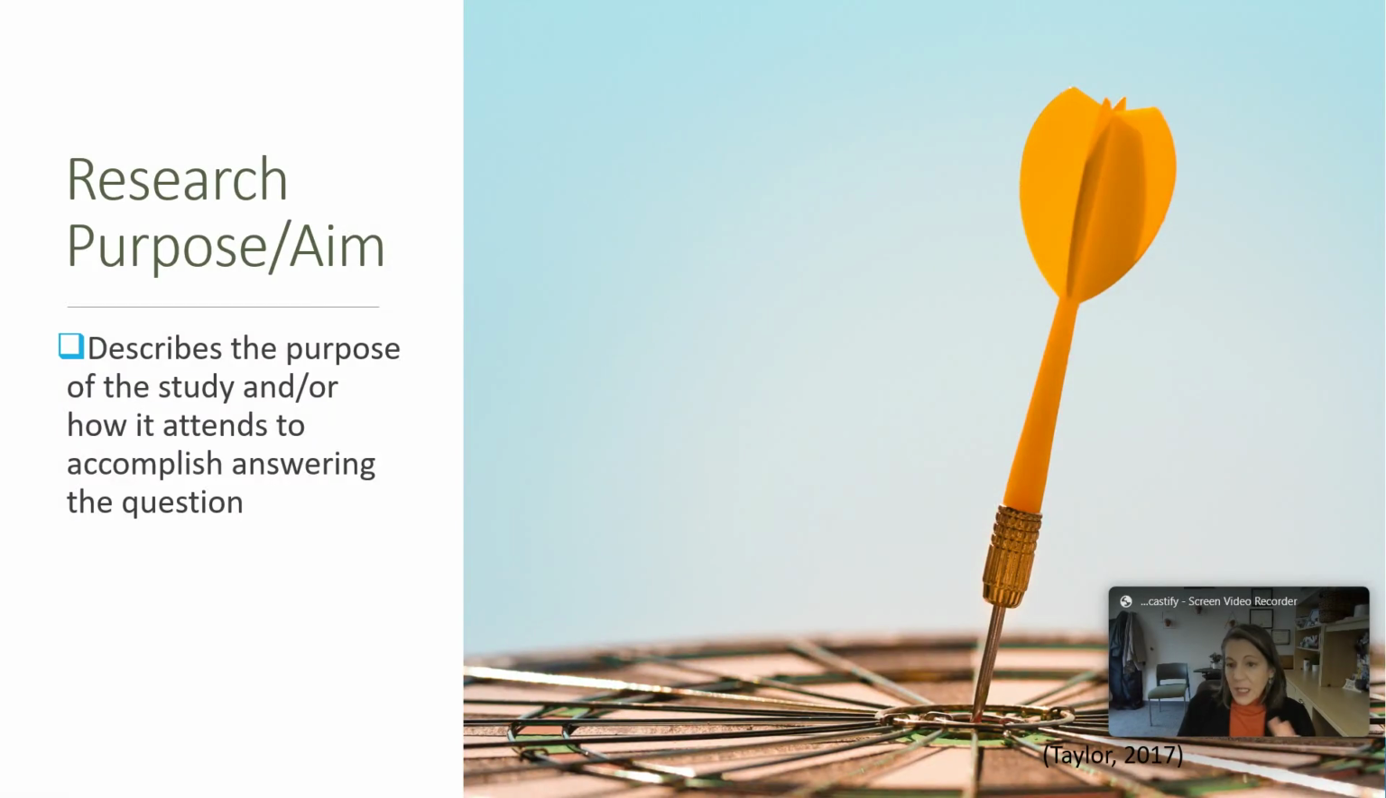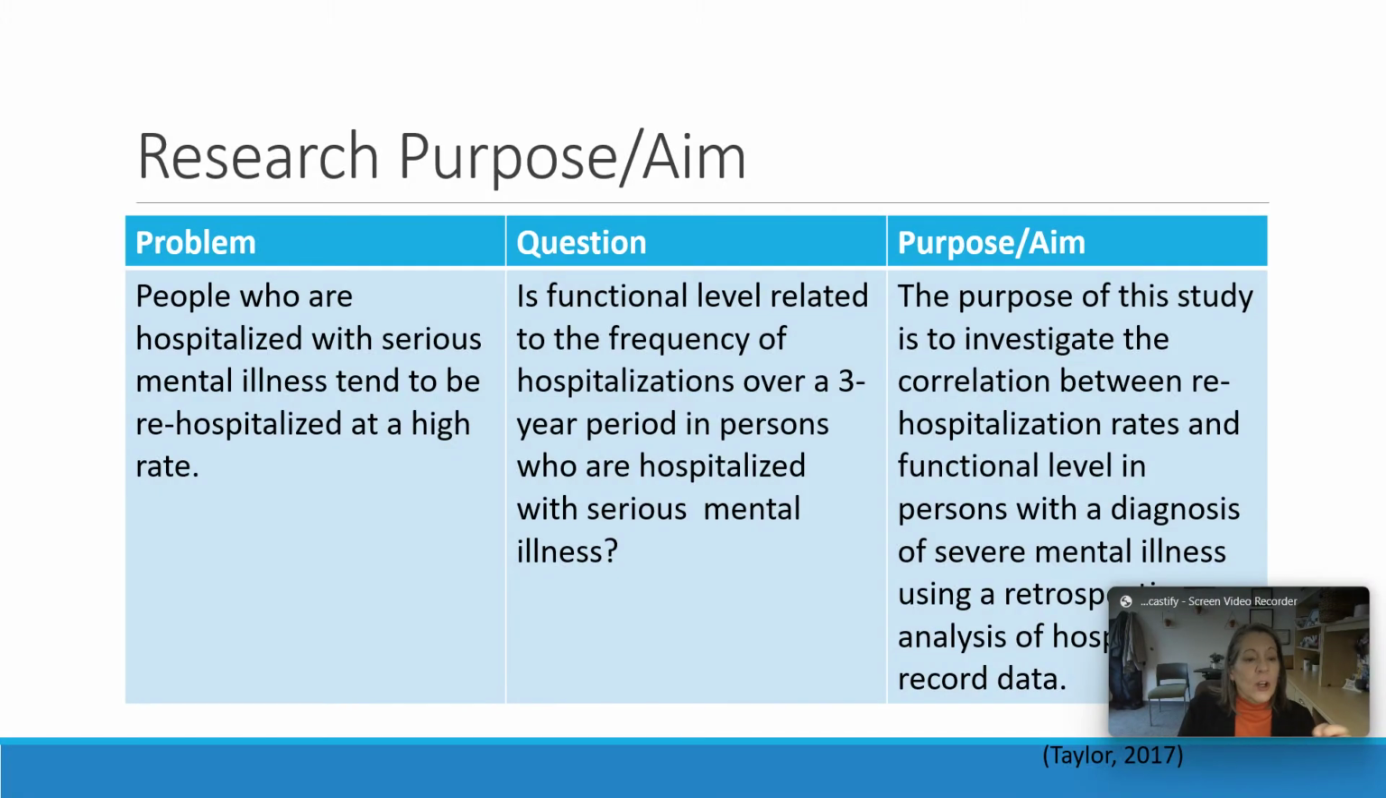So then we're going to take that question and turn it into a research purpose or a research aim. And this is going to describe the purpose of the study and how it intends to accomplish answering the question. Okay, so here we go. We have our problem that we previously stated, our question that we stated, and then now I'm going to say the purpose of the study is to investigate the correlation between rehospitalization rates and functional levels in persons with a diagnosis of severe mental illness, and I'm going to use a retrospective analysis of hospital record data in order to do that.